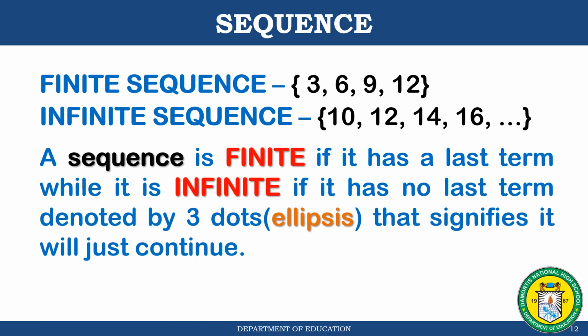So, a sequence is said to be finite if it has a last term, while it is infinite if it has no last term, denoted by 3 dots, which we call ellipses. That signifies it will just continue.